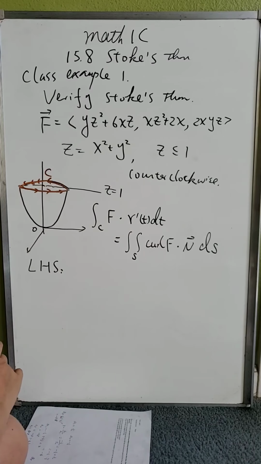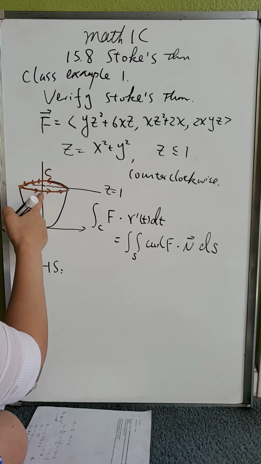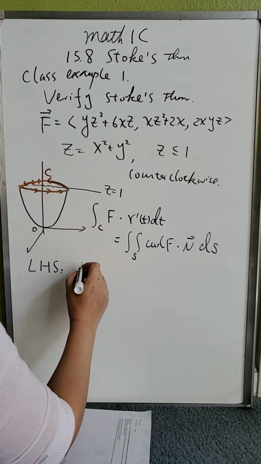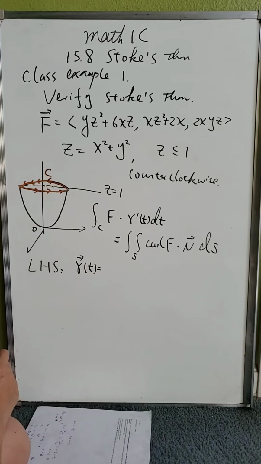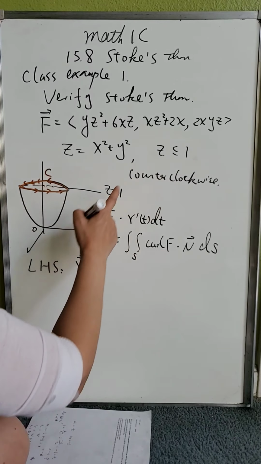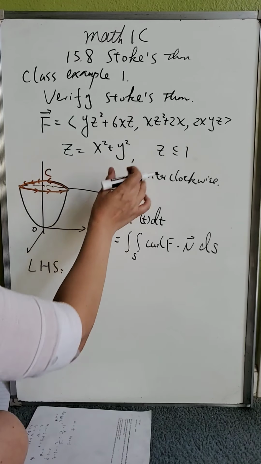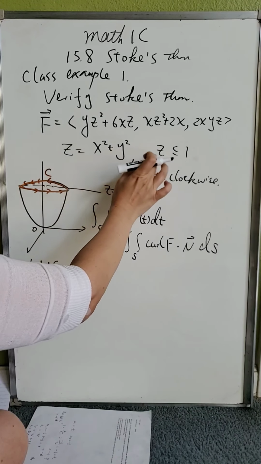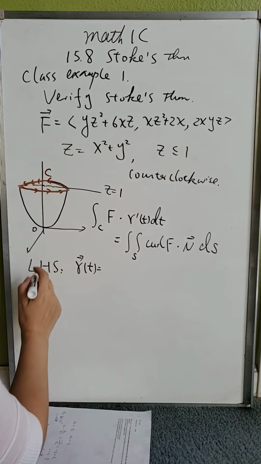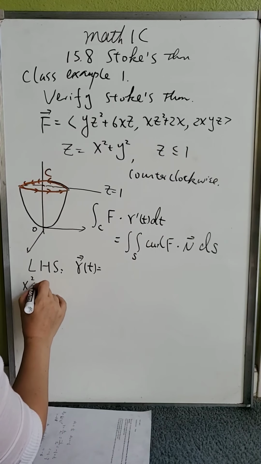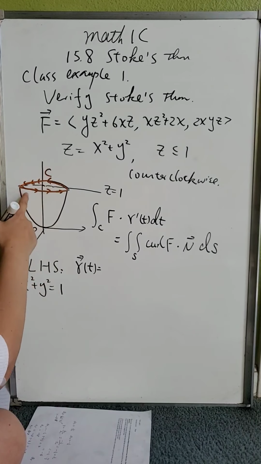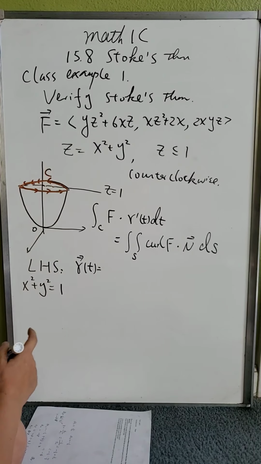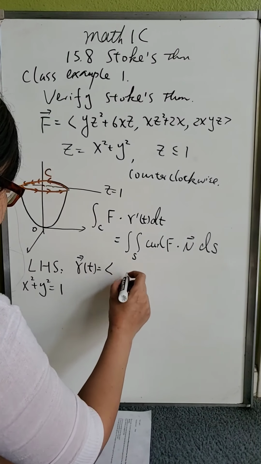To start from the left hand side, that means I need to parametrize the curve. I need to find r(t) first. Find r(t) means parametrize the curve. Look at this, the curve is now the right hand side, so you put it right here. The curve is x squared plus y squared equal to 1. That's my C, so my C is the circle. So parametrize the circle: x.